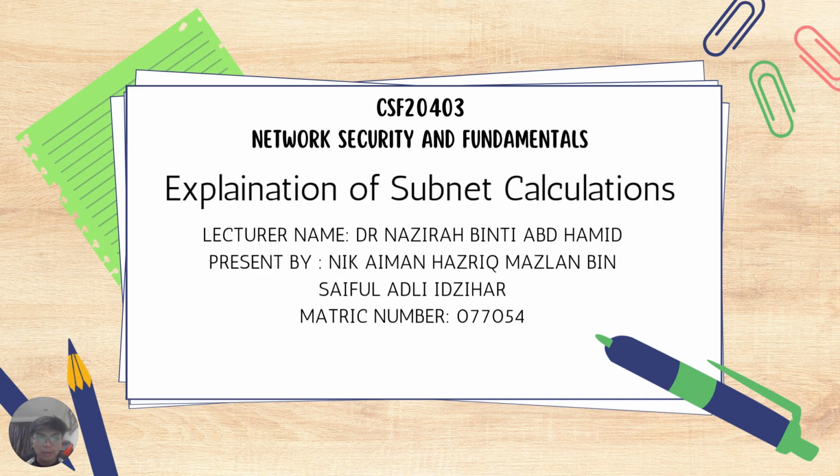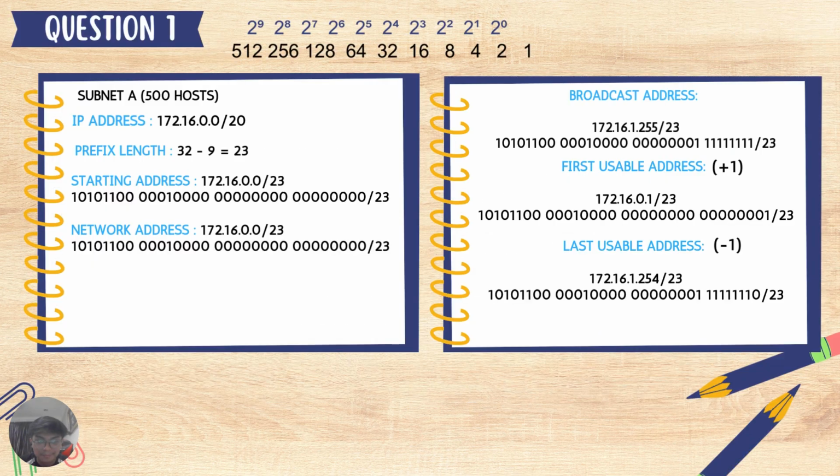Right now I'm going to explain about subnet calculations, the final assessment. As of right now, I am going to talk about question 1. The question given is subnet A. Subnet A has 500 hosts. The IP address given is 172.16.0.0/20. What we need to do right now is find the prefix length, starting address, network address, and broadcast address.